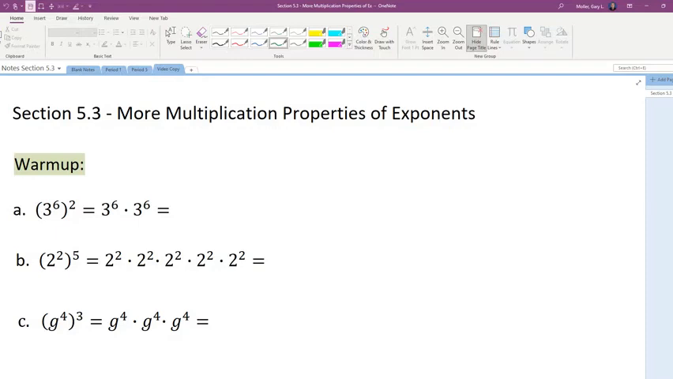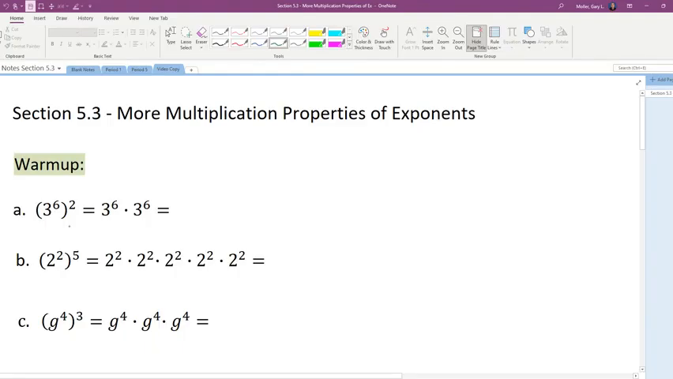All right, in this video, we're going to be talking about section 5.3, which is going to look at more rules for multiplying with exponents. So to begin, let's take a look at a couple of quick questions here. So the first is 3 to the 6th squared.